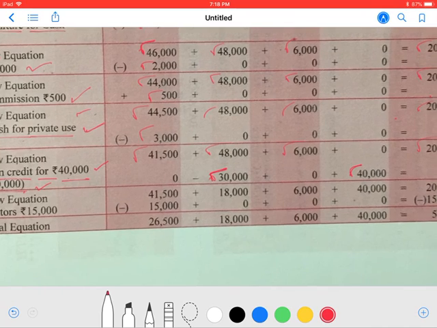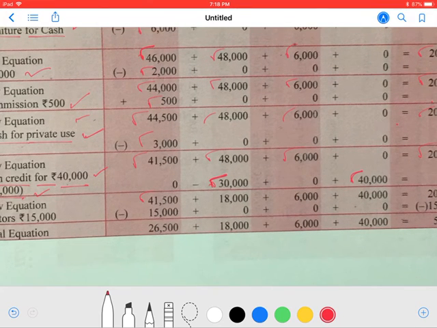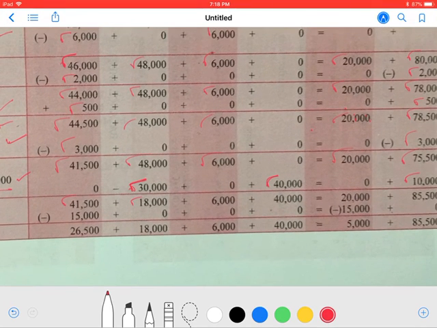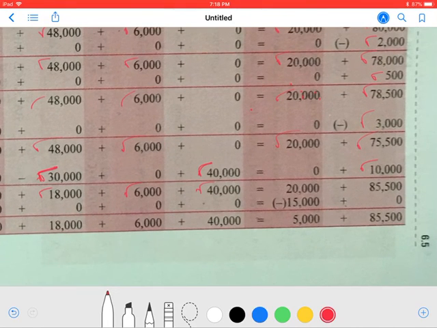So here comes the new equation, 41,500 will remain the same, and 48,000 minus 30,000, it comes 18,000. Now no change in this 6,000, and when you make a total of this, 40,000 in debtors, so it is 40,000, and 20,000 plus 0 is 20,000, and 75,500 plus 10,000, it is 85,500.